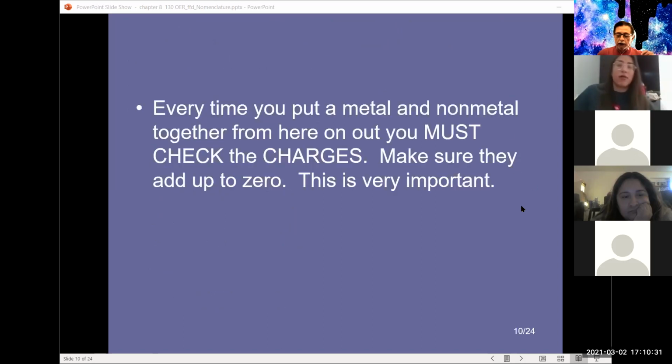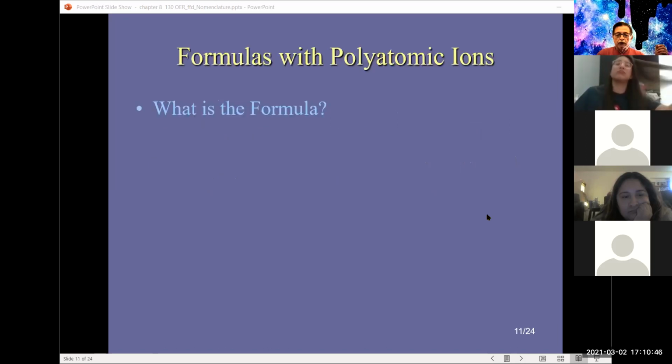All right, so the point to take away from here is to make sure you put them together with the correct number of cations and anions to equal, in this case, a zero charge. All right, so when it comes to polyatomic ions.